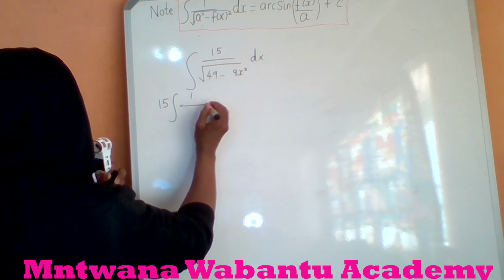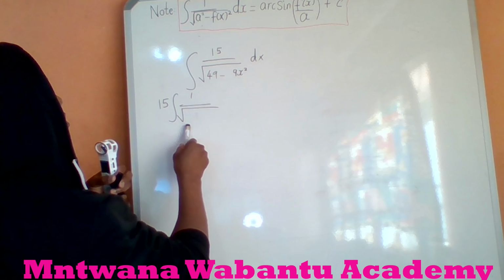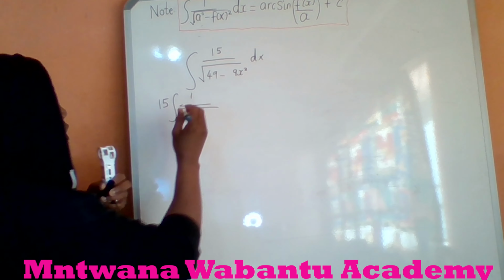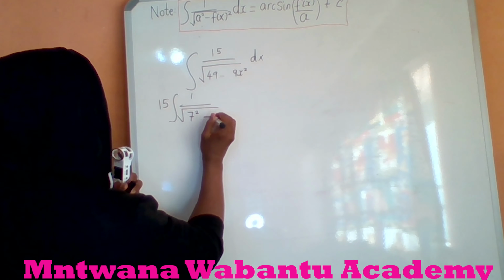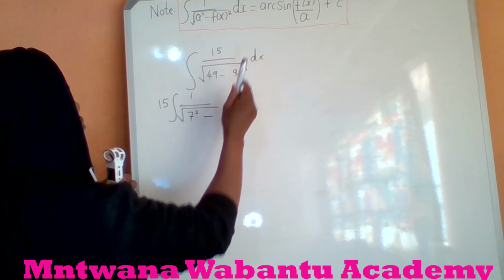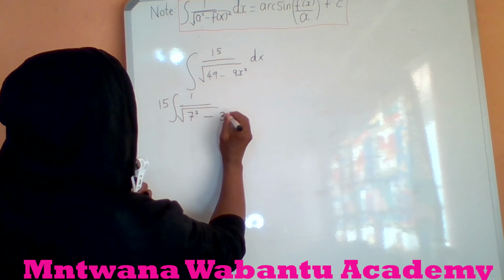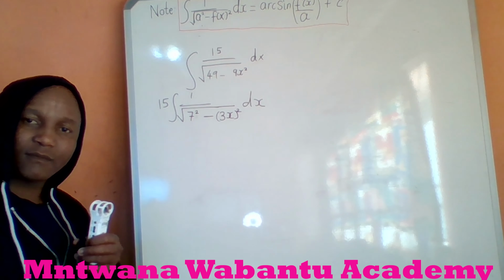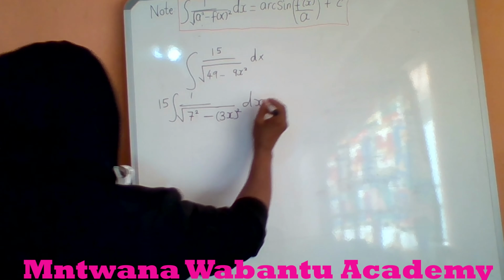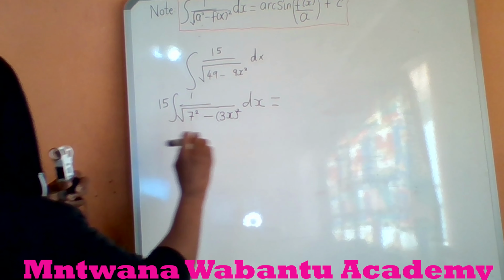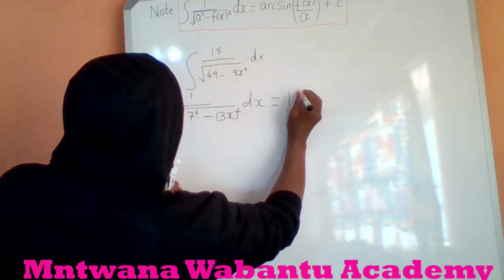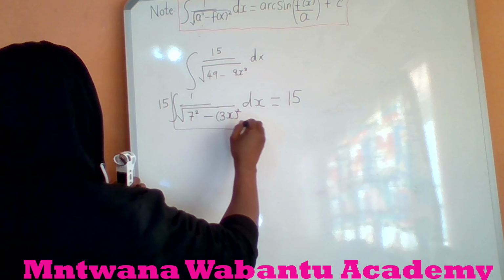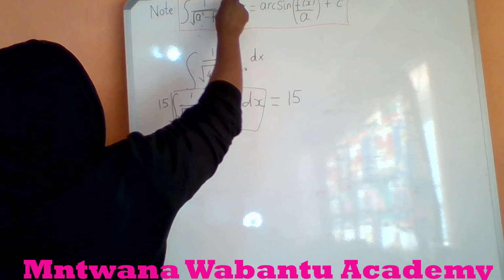Here is going to be 1, and then remember there's a root. Now 49 is this number here, and it has to be a squared, so 49 means 7 squared, and then minus. And this 9x squared here, which is a function, has to be squared too. So 9x squared is 3x in the bracket squared, dx. The next step: 15 has nothing to do with this formula, so I keep 15 here, and I'll say arc sine, because it's already in this formula.